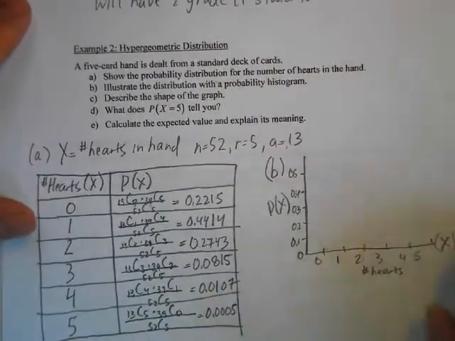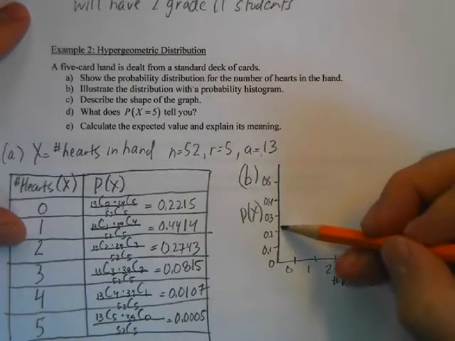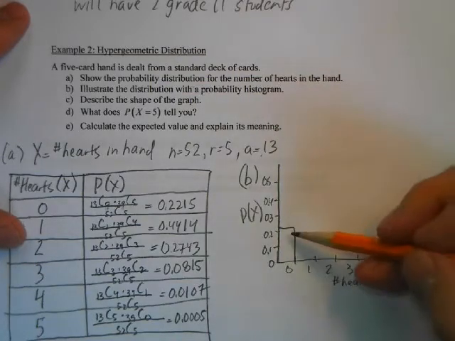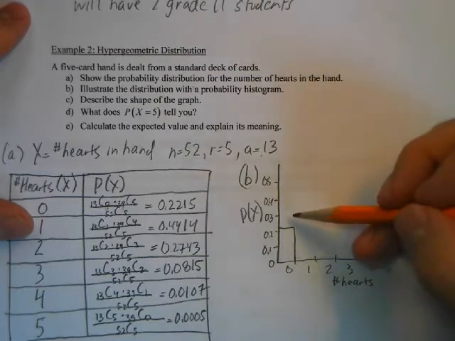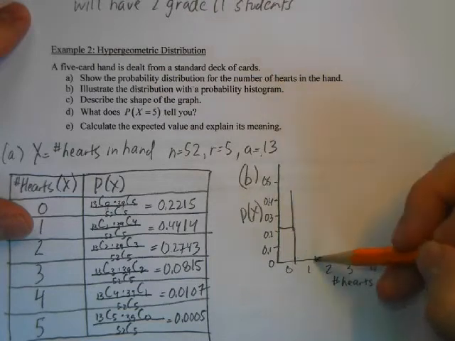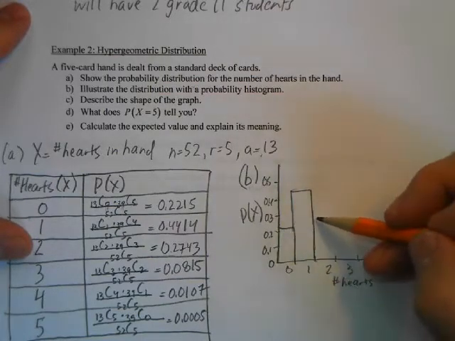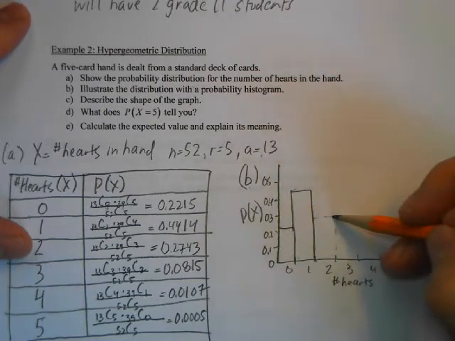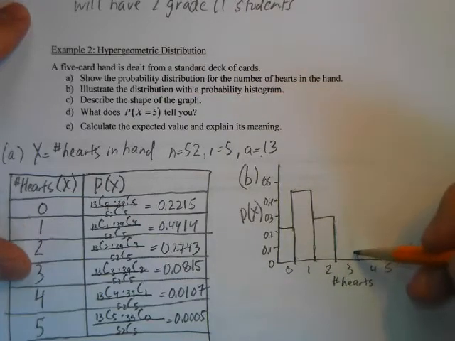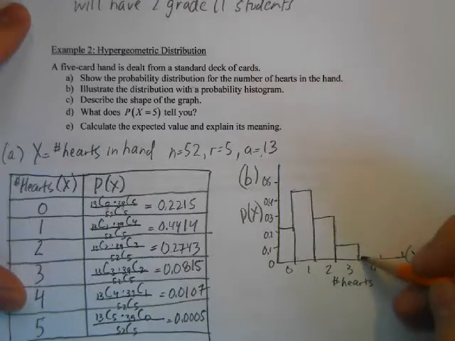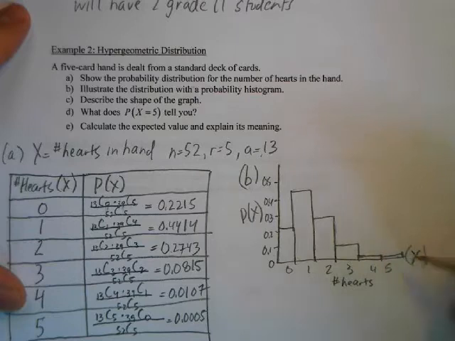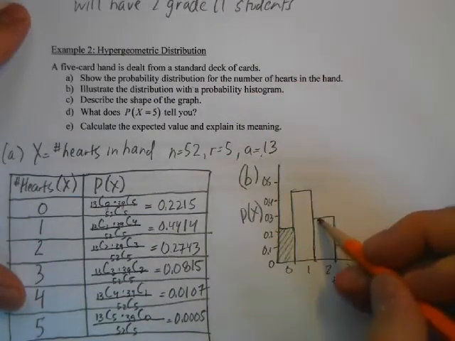For 0, we're at 0.2222, so that's about here. So we do our histogram with that. 1 would be 0.44, so that goes up to about here. Here's our bar for 1 heart. 2 hearts is 0.27, so that is about here. For 3 hearts, it's 0.08, which is under here. And then 0.01. So these are extremely small. This is probably exaggerating how big it is, but I just want to show that there's something there. And then just to make it a little more pleasing on the eye, a little bit of shading.